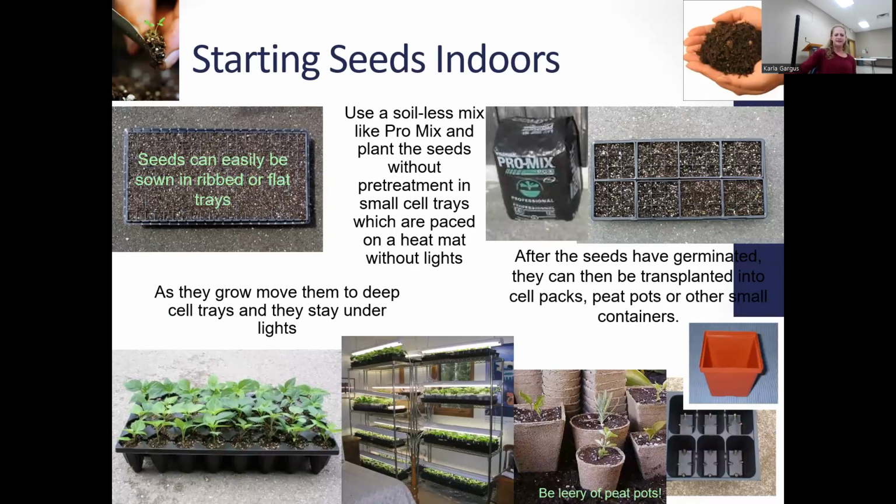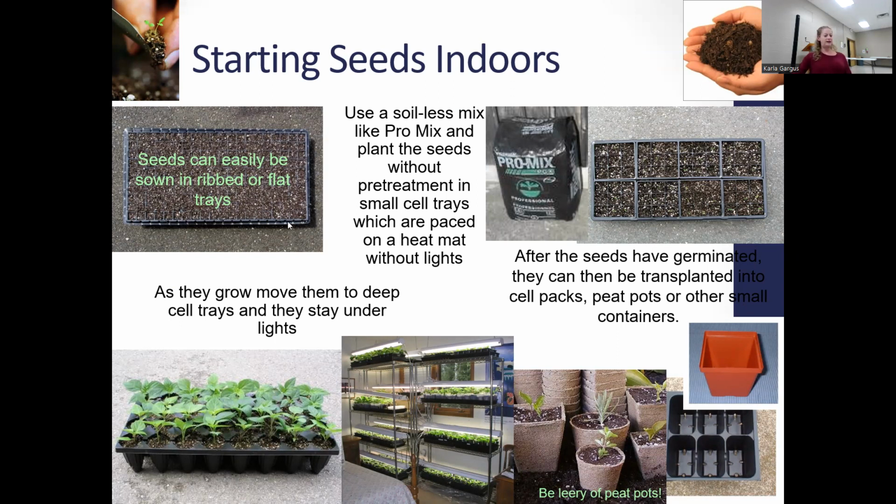Okay, starting seeds indoors. Seeds can be easily sown in these ribbed trays, and it's kind of hard to see here, but there are small little blocks all along in here. I like to start out with these type of seeds. They may be like 72s or 100s. If I have a small garden, I may start out with a row of tomatoes, and then I would put a label on it. And then I'd go over to the next row, and that might be my little pepper plants, and so on and so forth. And I put a label on each end.